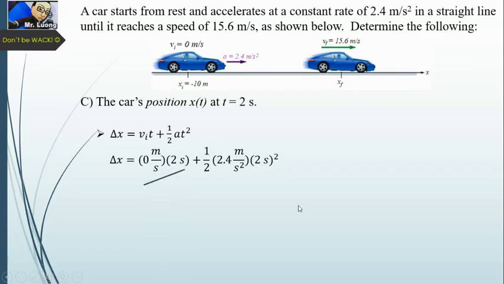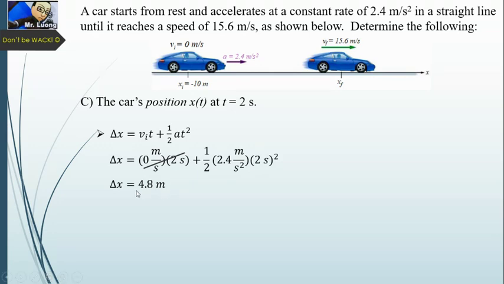And then from there, we can just cancel out the first term. 0 times 2 is just 0. You can simply leave that out in your scratch work if you like. Again, this is just for the sake of explaining things to you folks. And then 1/2 times 2.4 times 2 squared, which is 4, will give you a value of 4.8.